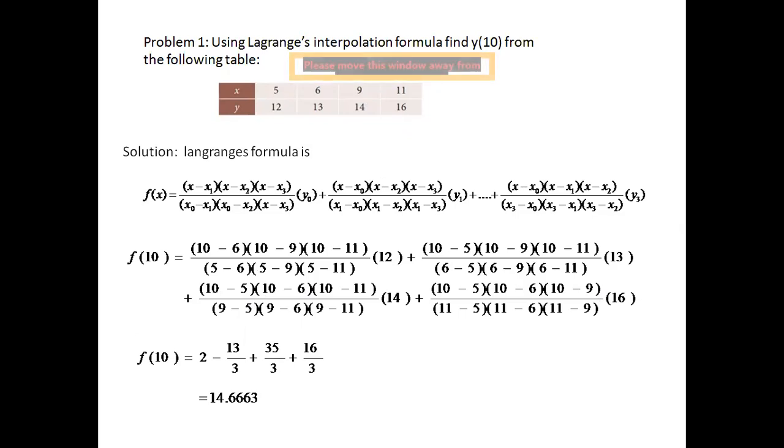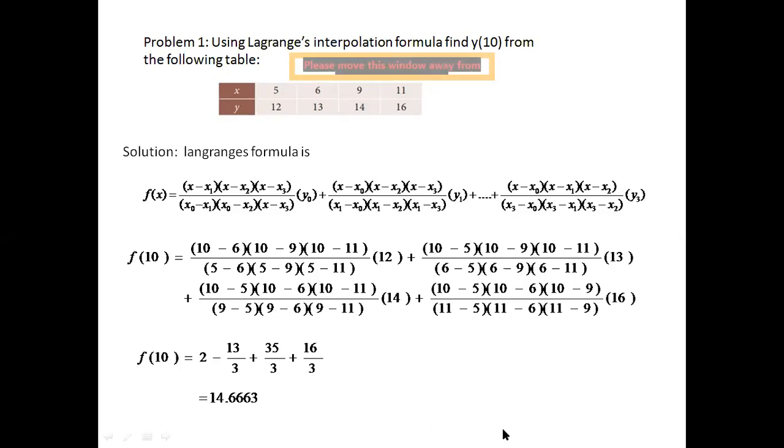This formula is called Lagrange's interpolation and is useful to estimate the value of the unknown function, that means the value of the dependent variable y at a particular value of x within the range. Here it is asked to estimate at 10, so it is between 5 and 11. It's called interpolation. If it is outside the range, it is called extrapolation.